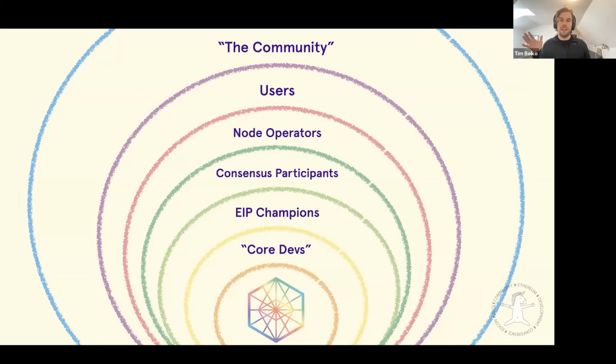So hopefully this gives you an idea of who all the different stakeholders in this are, how they come together, and the impact that they can have on the process. Now, I just want to talk a bit more about some specific cases and some high level thoughts about the future of Ethereum specifically.